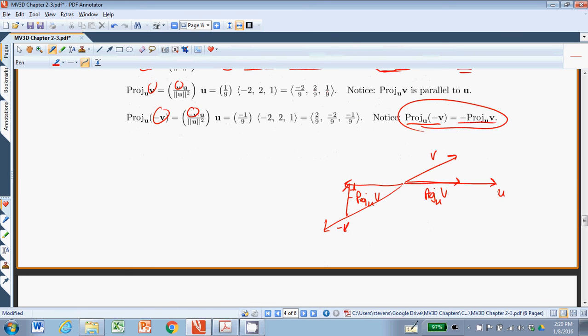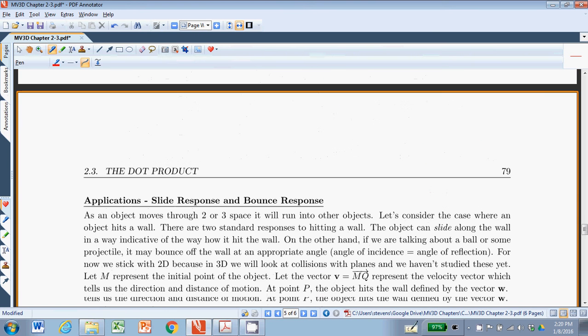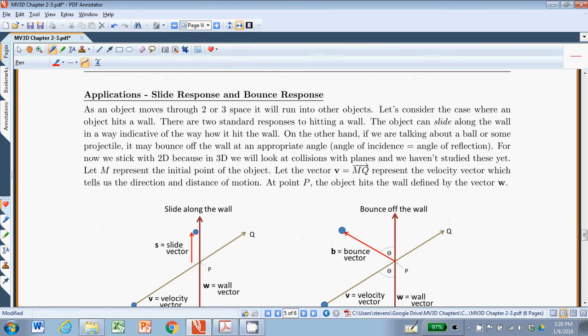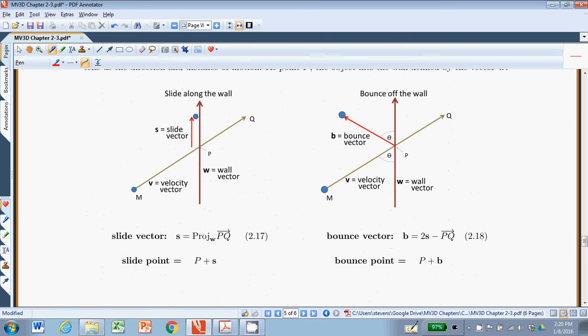All right, so we're going to use these projection formulas to do a little application. And this is an application in game programming where we have an object that is starting at m, and it wants to go to q via this velocity vector, but it hits a wall at the point p, and there are two things that can happen. You can get a slide response, if that's maybe a car or a character hitting a wall, or you get a bounce response if it is, say, a ball.